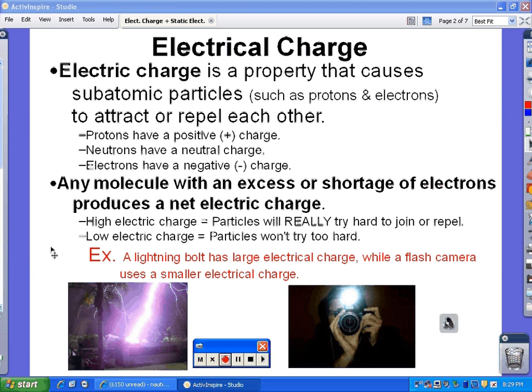So what is electric charge? Well, it's a property that causes subatomic particles, mainly protons and electrons, to attract or repel each other. In fact, it's entirely protons and electrons because neutrons have a neutral charge. Protons have a positive charge, and of course electrons have a negative charge. So this is where the charges start to interact.